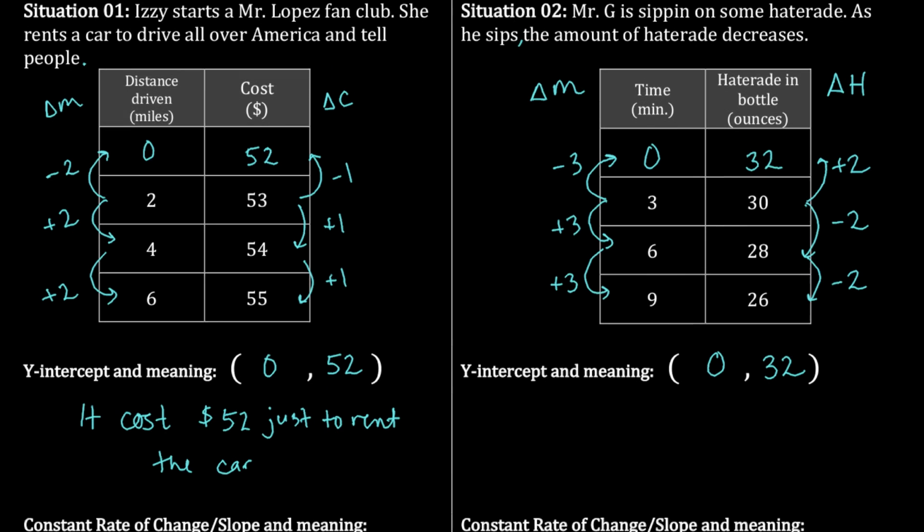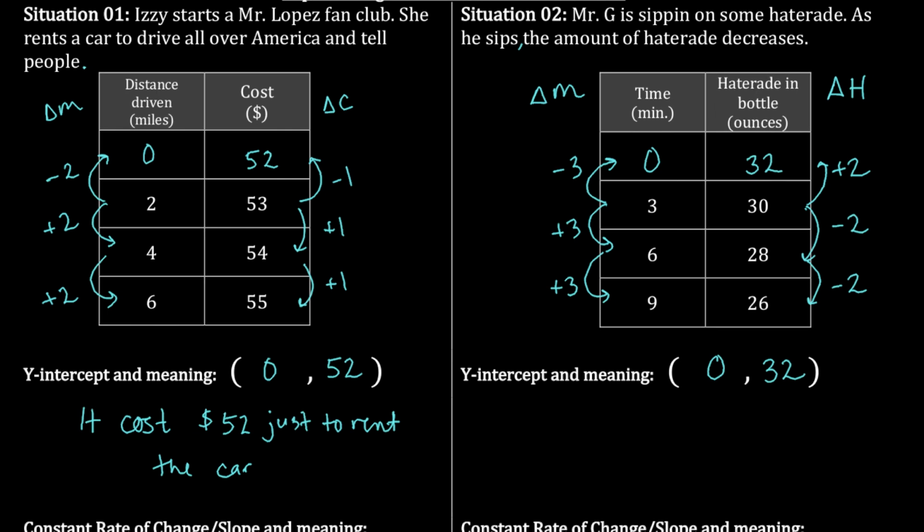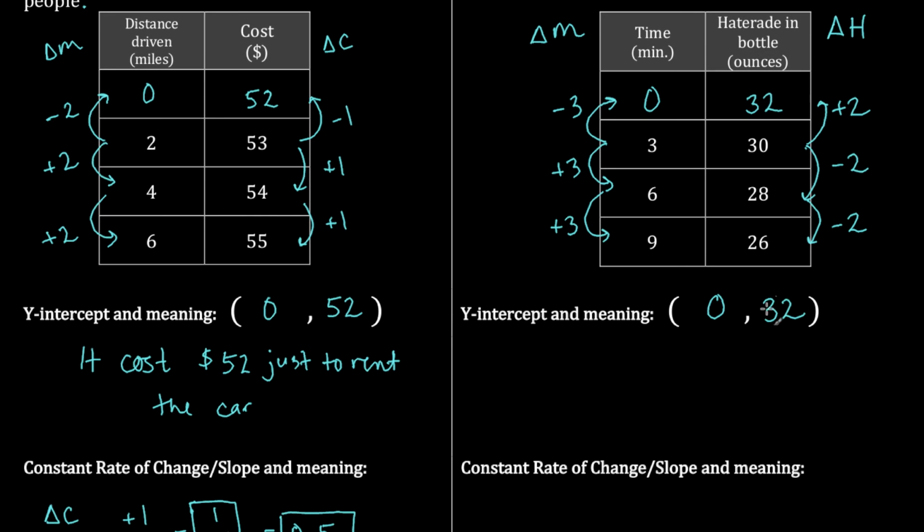So let's think about the situation. He was sipping on some haterade. As he sips, the amount of haterade decreases. So this is how much haterade he has after 0 minutes have passed. So Mr. G started with 32 ounces of haterade. You could also spell ounces if you want.